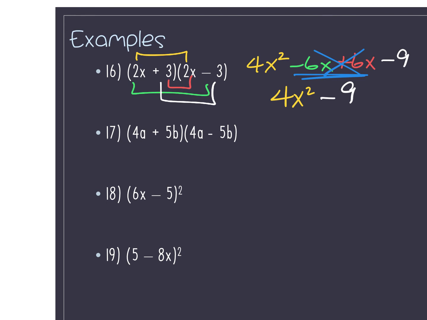Difference means subtraction of 2 perfect squares. Again, you don't need to know the names. You just need to know how to multiply here. Next one, exactly the same thing is going to happen.